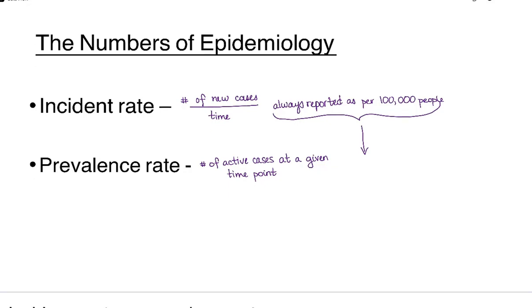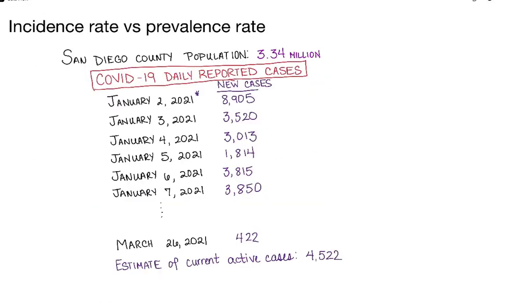Let's take a look at some real data to see the difference between the incidence rate and the prevalence rate. So here I actually jotted down real numbers that I got from the New York Times and the CDC reporting the San Diego County case rates on particular days. So I picked numbers when our case counts were really high. So this is shortly after the new year. And I picked a week of data. So I started with January 2nd.